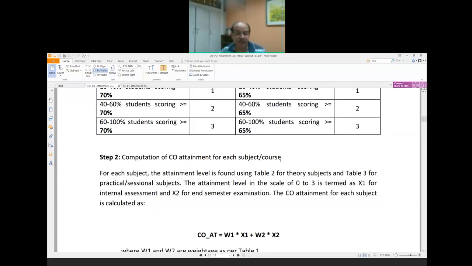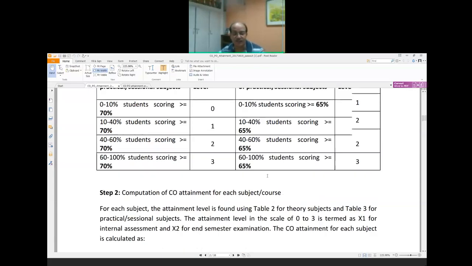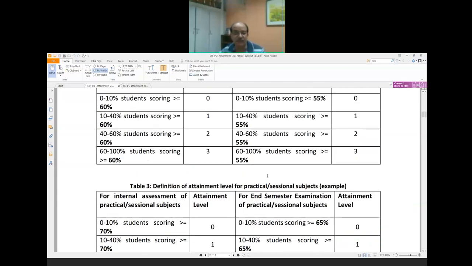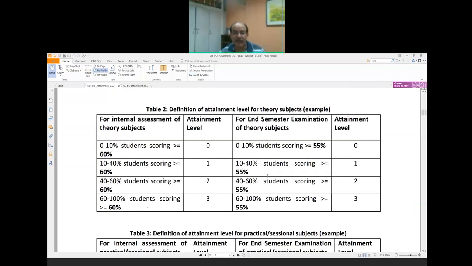Now, what we do is compute the attainment for each subject and course. For each subject, the attainment level is formed using this particular table, Table 2. This is my Table 2, through which I find this sort of attainment level.